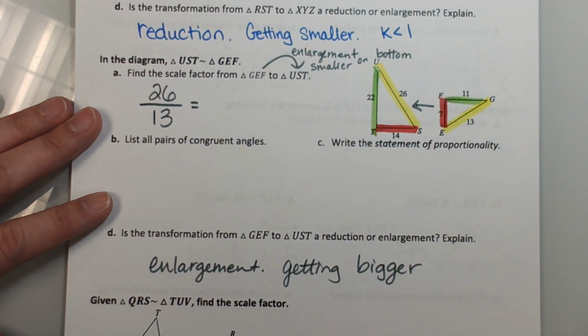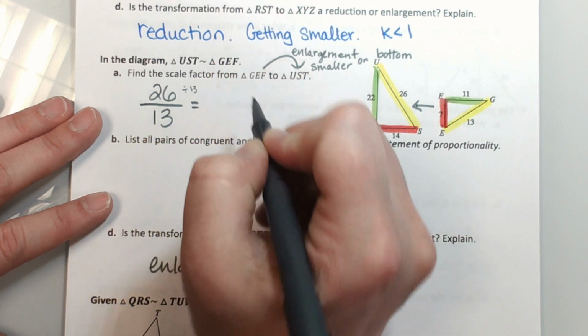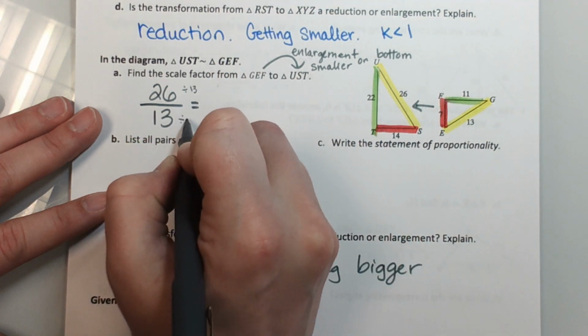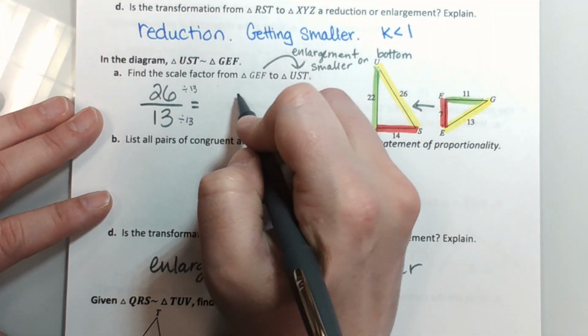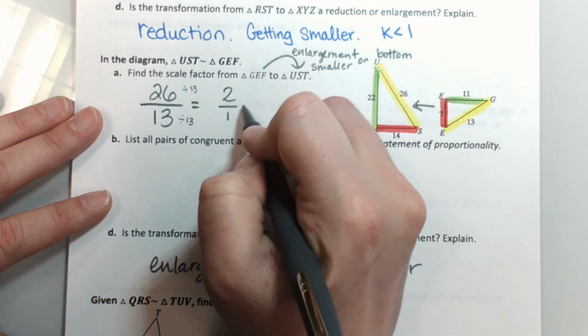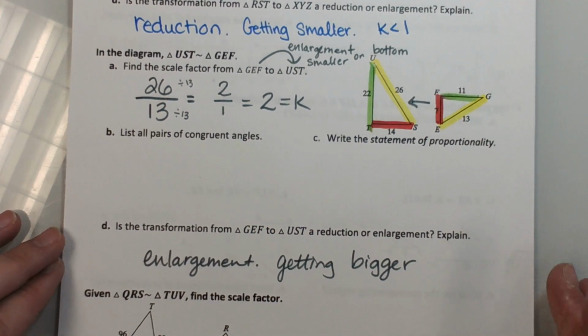26 and 13 both divide by? Unfortunately, we probably chose the hardest one to do. 13. Oh. It's 2 over 1, which you can just write as 2. That's our scale factor.